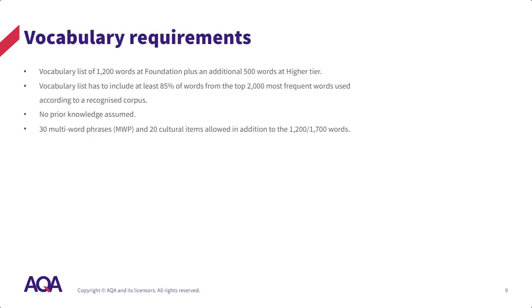This slide summarises the vocabulary requirements, so how many words at each tier, and also the proportions of words that need to come from the top 2,000 most frequent words according to a corpus. No prior knowledge is assumed, and there are 30 multi-word phrases and 20 cultural items in addition.